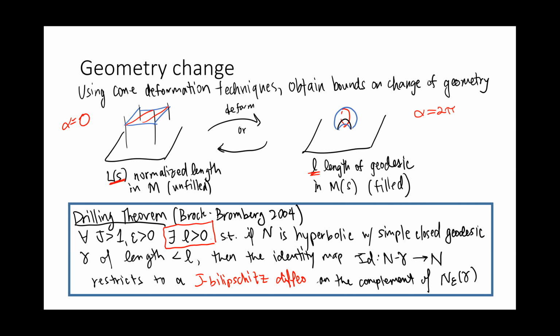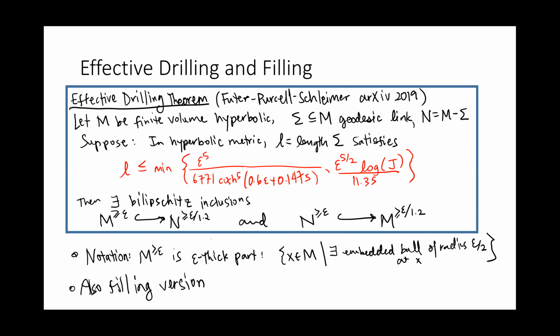There exists an L, but they do not tell us what it is. So again, unfortunately, this is an ineffective theorem. So we actually needed something a little bit stronger. And with a lot of work, we came up with it. So this is our effective drilling theorem.